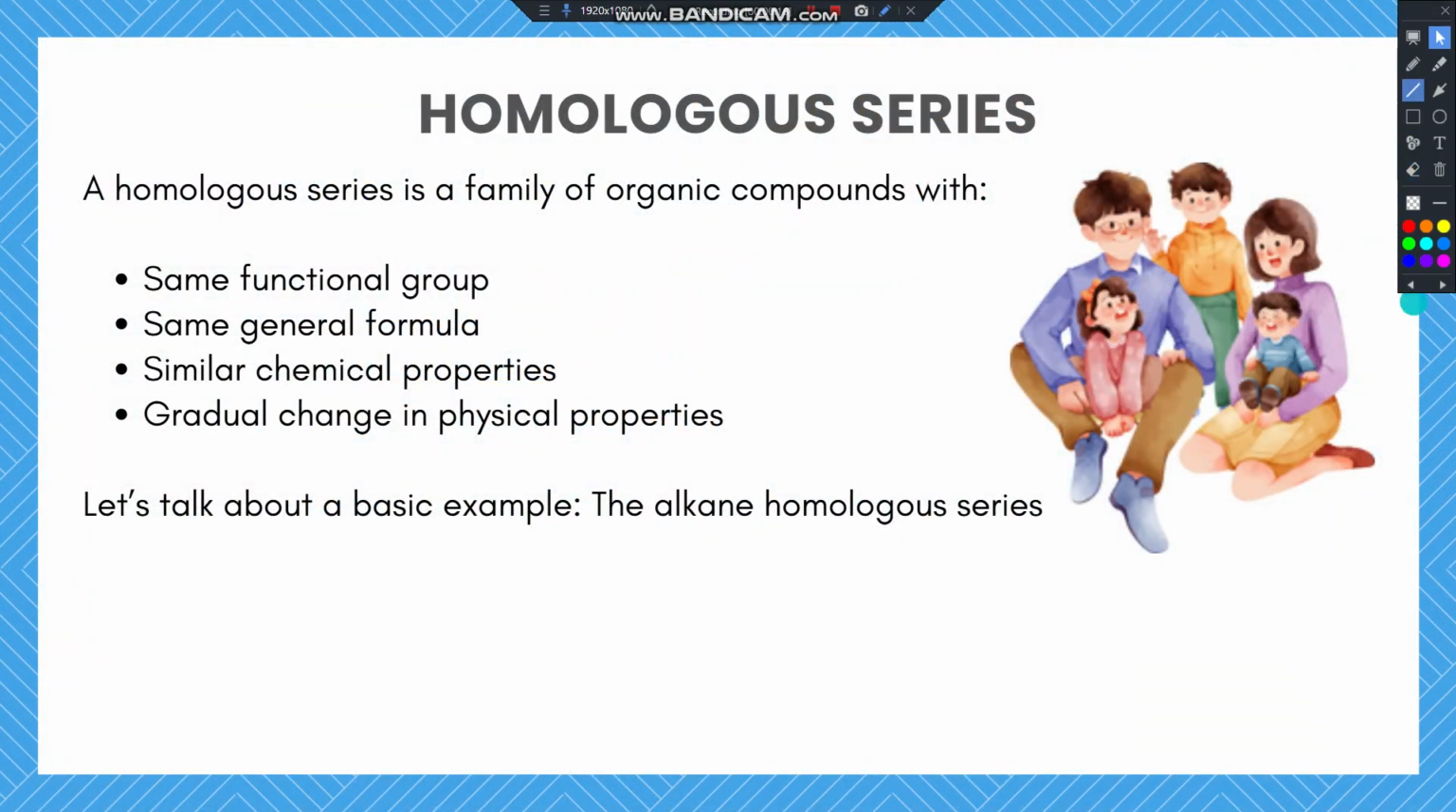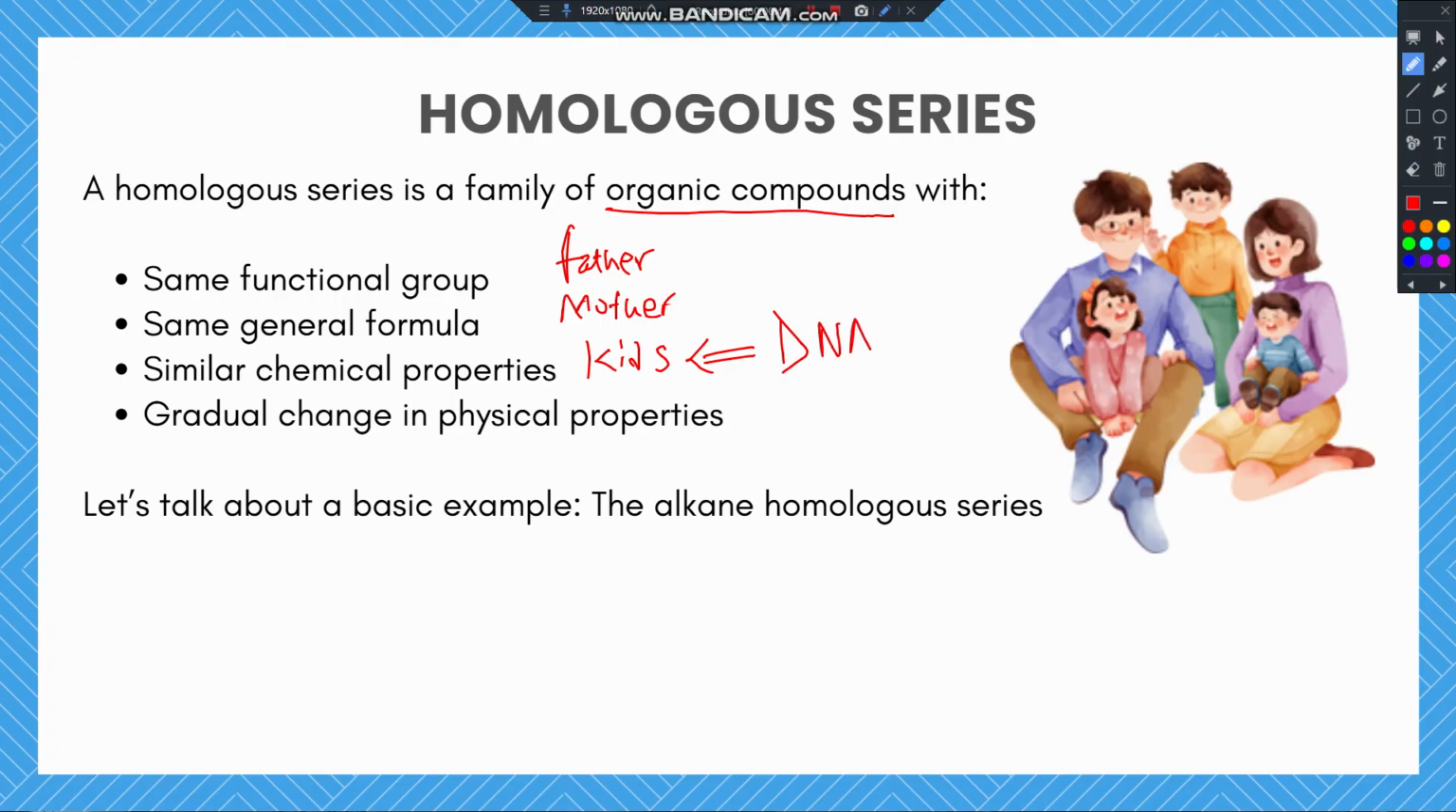When that phrase is mentioned, don't get confused. We are simply talking about a family of organic compounds. Just like you have a family you belong to, where there is a father, a mother, and then the kids. Among those kids, there is something shared in common among each of them, a similar DNA. They all share one DNA because they came from the same parents. In the same way, organic chemistry has that concept playing out, and it is called a homologous series.